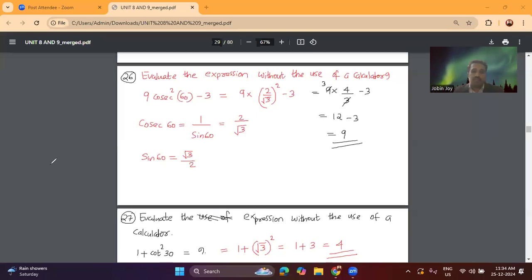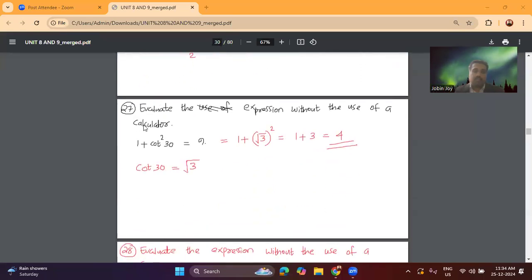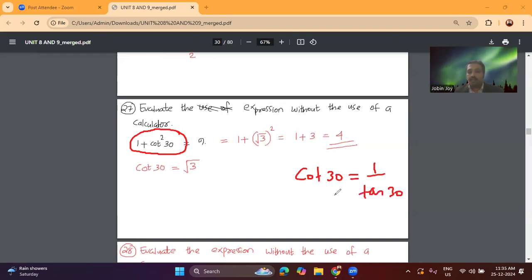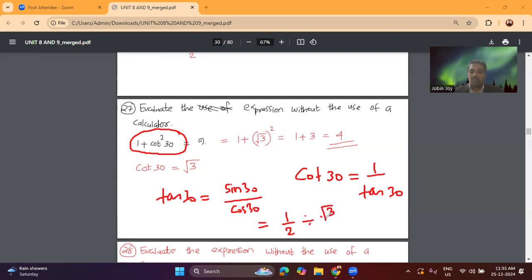Question number 27. Evaluate the expression 1 plus cot square theta. Sorry, 1 plus cot square 30. So first of all, you have to calculate cot 30. How will you get cot 30? We know that cot 30 is equal to 1 by tan 30. How will you get tan 30? So tan 30 is equal to sine 30 divided by cos 30. What is sine 30? Sine 30 is 1 by 2, divided by cos 30, which is root 3 divided by 2.